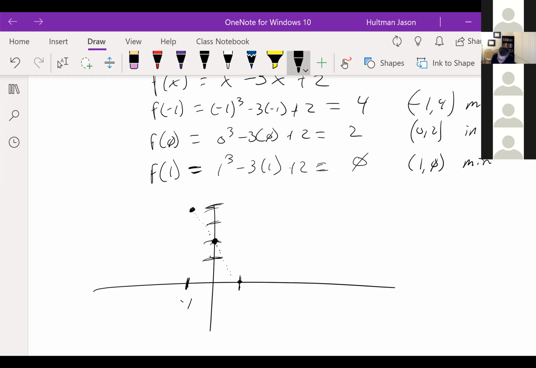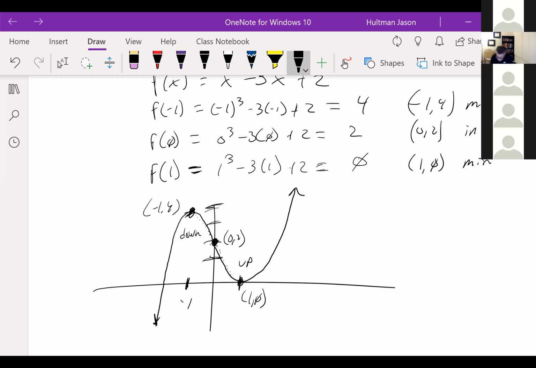But I know that this guy is a maximum, so it's got to turn direction here. And then this guy is a minimum, so it's got to turn direction there. So this is just a sketch of what it's going to look like. This maximum is at -1, 4. This inflection point is at 0, 2. That's where it changes from concave down to concave up, right? And then this point is my relative minimum, which is at 1, 0.